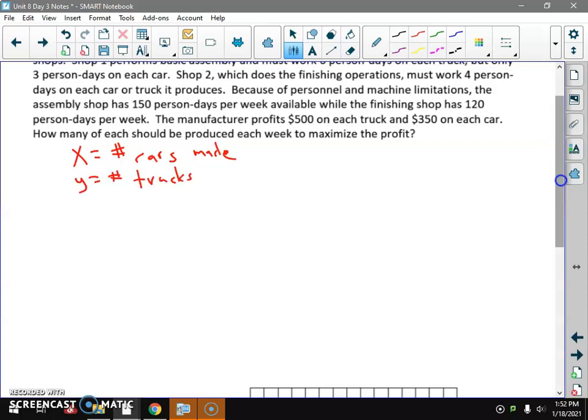All right, I'm going to use that grid setup I did the other day. X, Y, total. Cars, trucks, total. And then assembly shop, shop 1, and finishing shop, shop 2. If I fill in the grids: cars, assembly 3, finish 4. Trucks, assembly 6, finish 4.